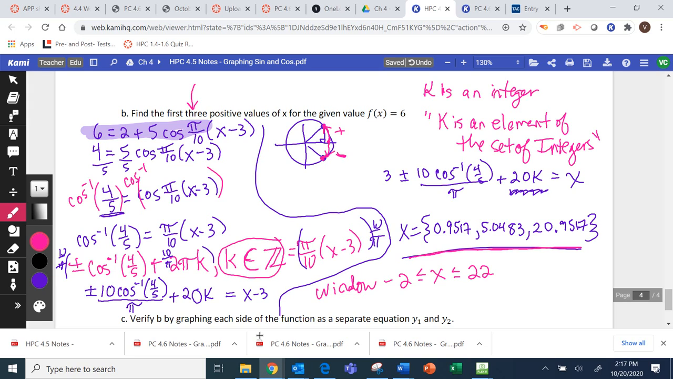So we had a +2 added on here. That's not very far up. There was a stretch of 5. So where it normally goes up 1, down 1, up to 1, down to -1, now it would go up to 5, down to -5, but then we added 2 to everything. So what would be a good window for the Y's?